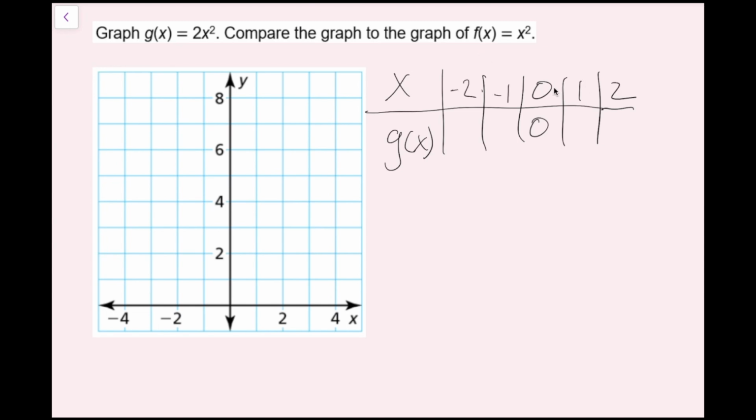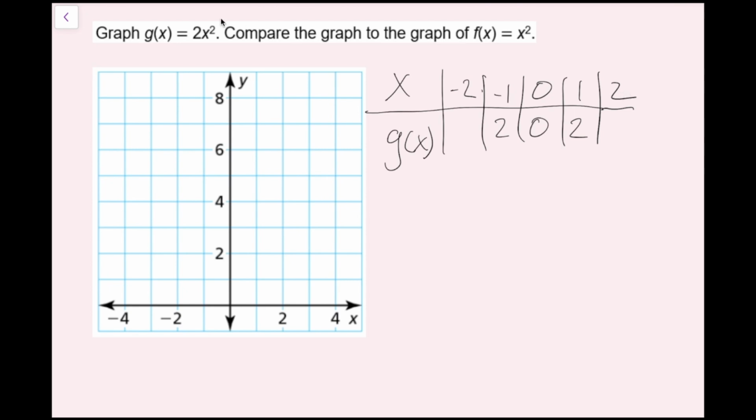Now, since I know my vertex, and I know that my axis of symmetry goes through my vertex, whatever y value or output value goes here, the same distance away from my vertex is going to be the same as here, which is why I recommend starting with your vertex. So if I plug 1 into this function, 1 squared is 1 times 2, well, that's 2. If I plug in -1, it's symmetrical, so this is also going to be 2. And you can do that math out if you wanted to.